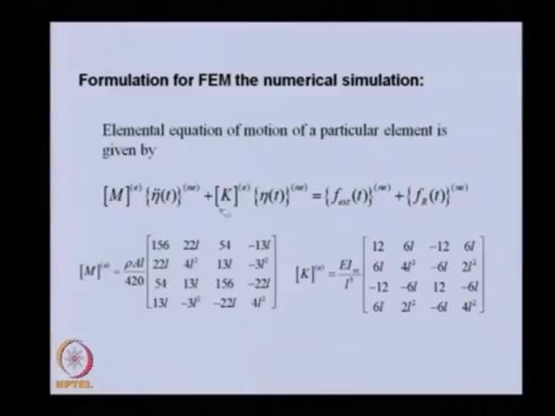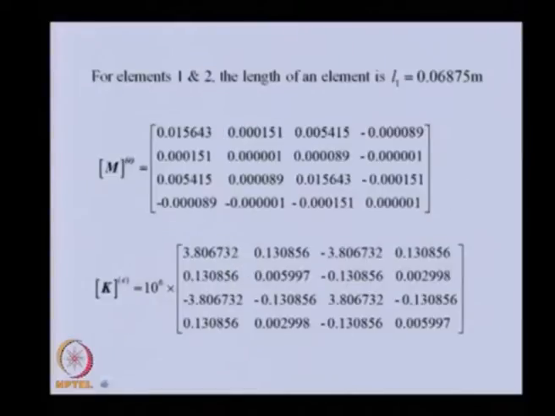This mass and stiffness matrix we derived earlier, which had this particular form. Now with the help of this representative elemental matrix, we will write the actual mass and stiffness matrices for the various elements, like for elements 1 and 2, which are identical, the mass and stiffness matrix will be of this form. The length of the element is this one.